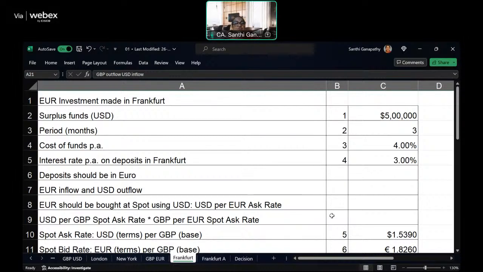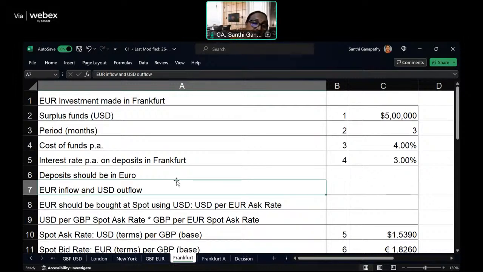Now deposits, I know, should be in euro, which means I need a euro inflow and a USD outflow. So I do not have a direct rate between euro and USD. So euro should be bought using USD. What I want is the USD per euro ask rate. So what should I do?